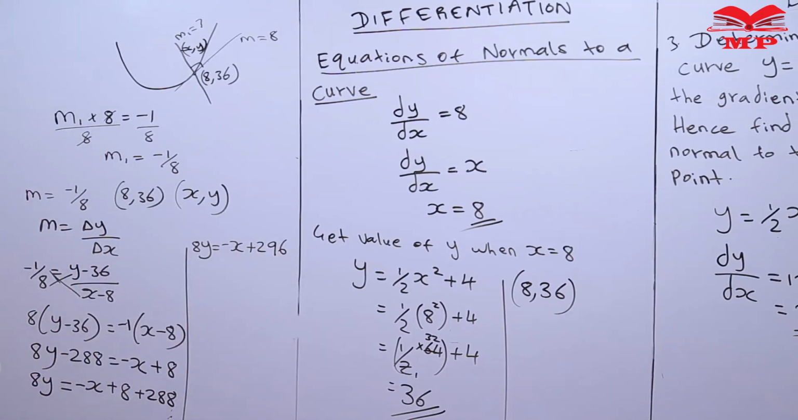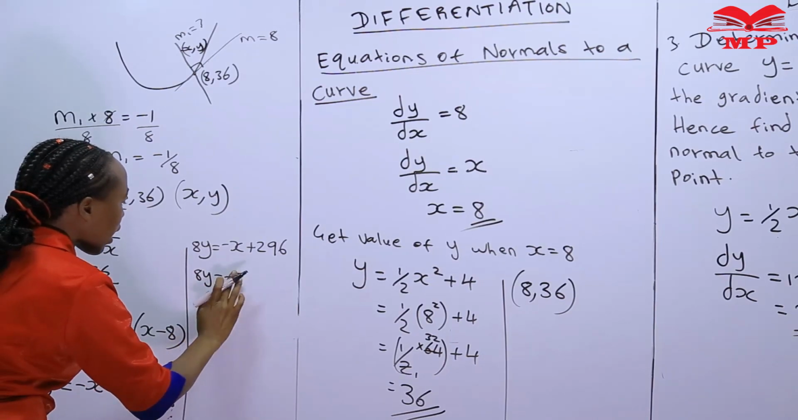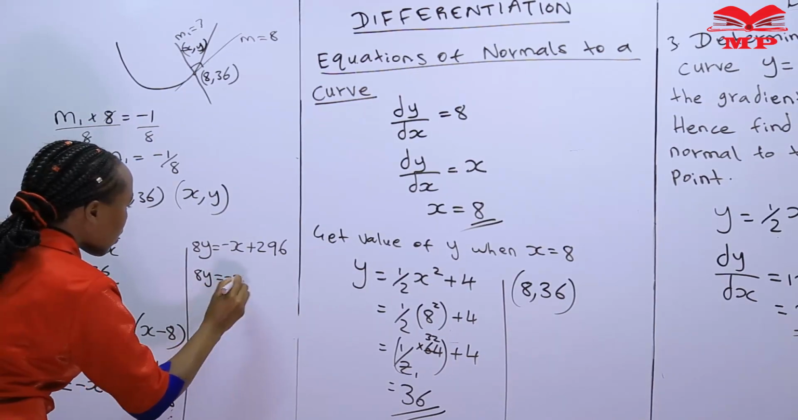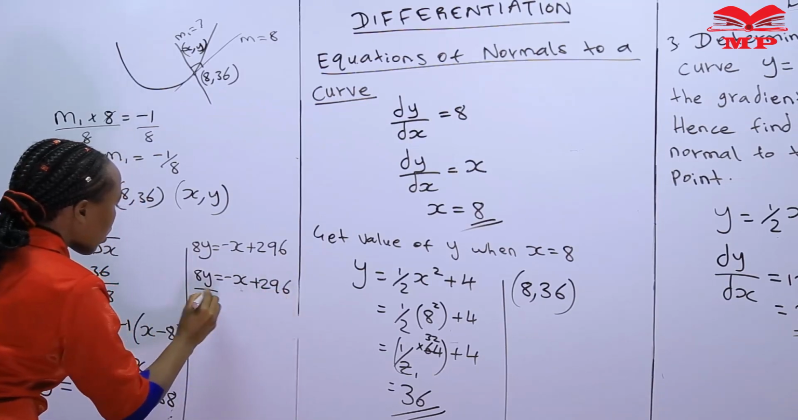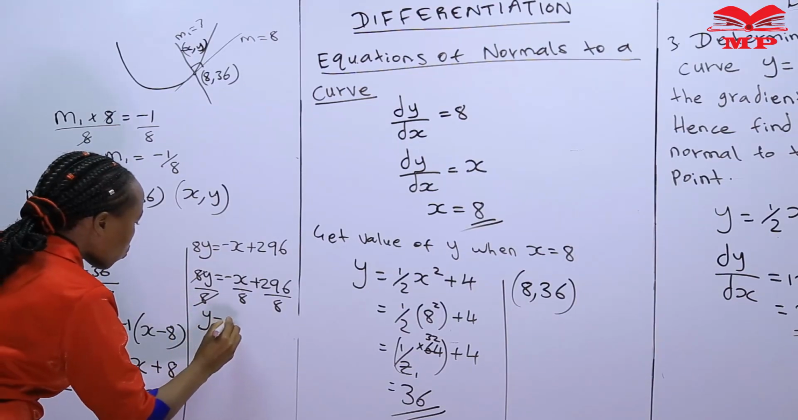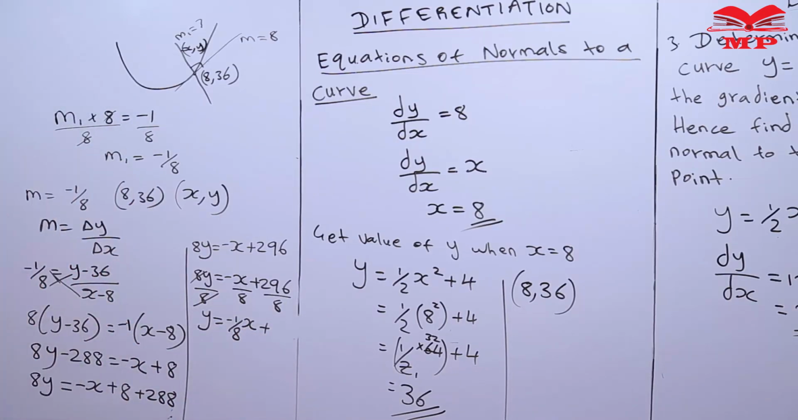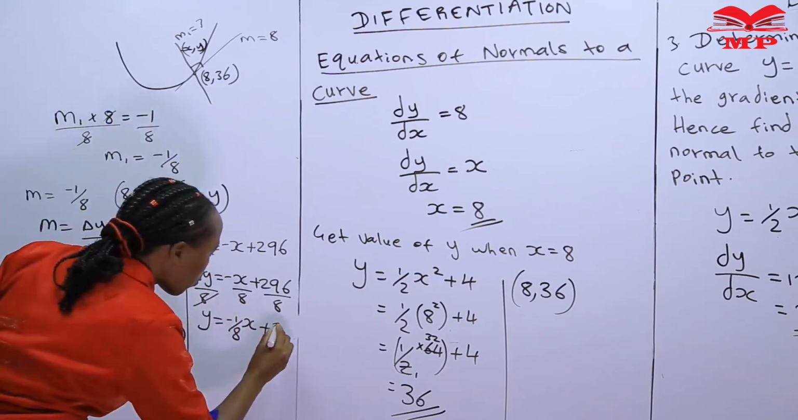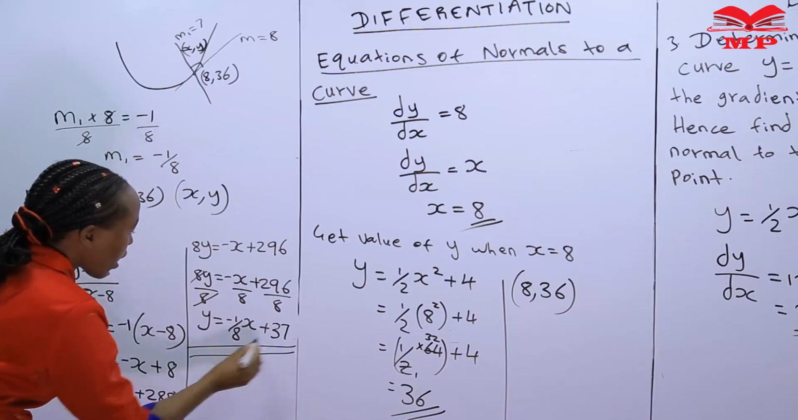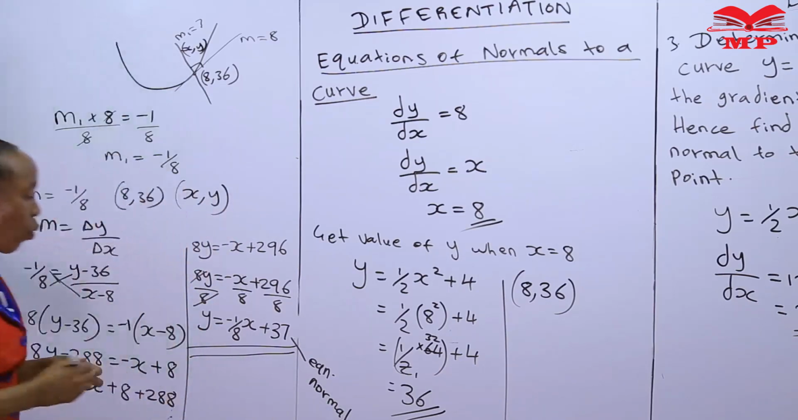So we can leave it at that, or we can write it whereby the coefficient of y is 1, whereby we just say 8y is equal to -x plus 296. We divide by 8 by 8 by 8. So we get that y is equal to -1/8 x, then plus 296 divided by 8, that is equal to 37. And this is now the equation of the normal.